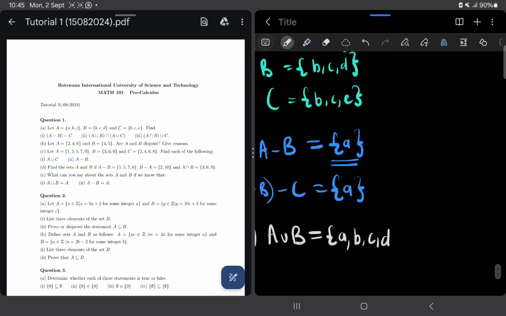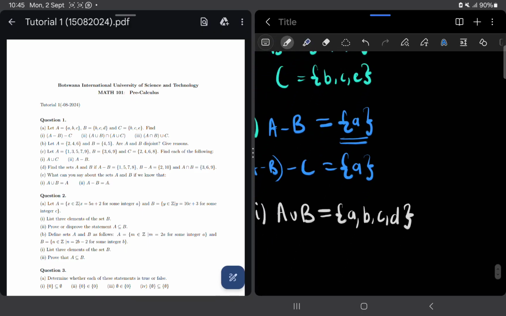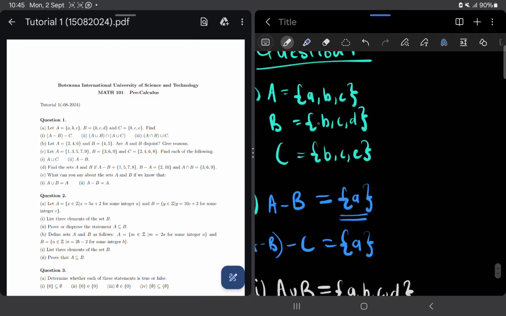There's no E, there's nothing else. We can close. These are A. Then we can now find A union C. A union C means we are combining A and C, even if it is appearing in only one.